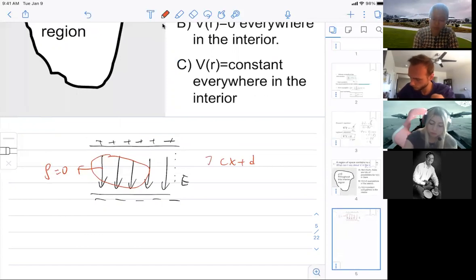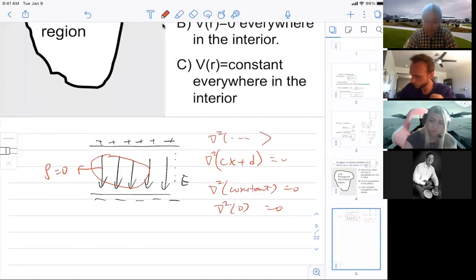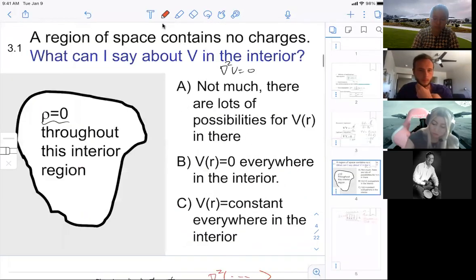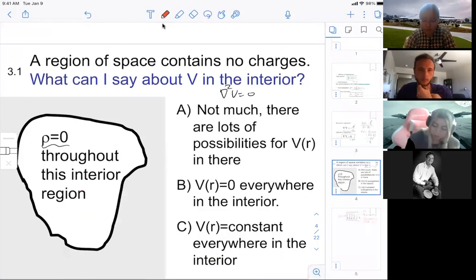Because the Laplacian of this is still 0, and the Laplacian of a constant could be 0, and the Laplacian of a 0 could be 0. Or it could be even some other function, I don't know. You can always find a pocket in space where there is no charge, but there could be charge somewhere else. So this may be a tricky question, but being told there is no charge in a particular region is not really telling me much.